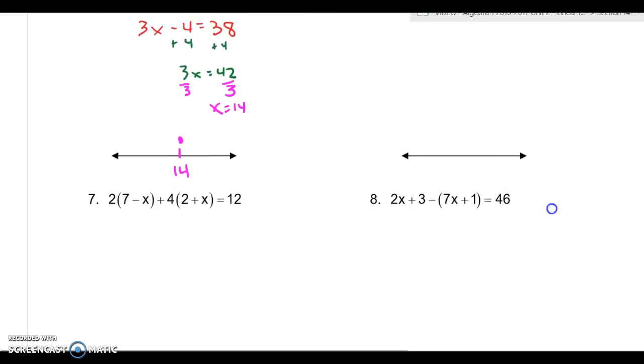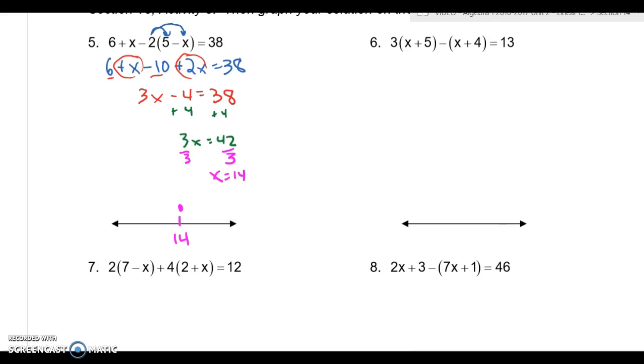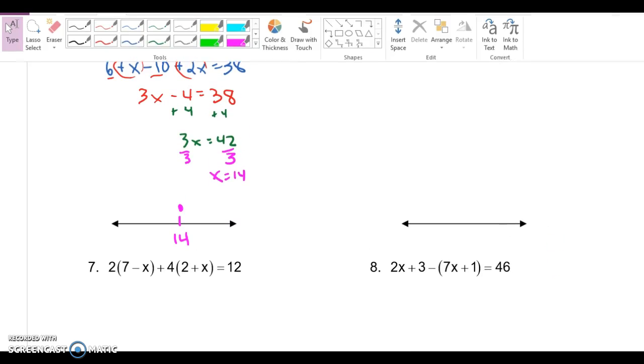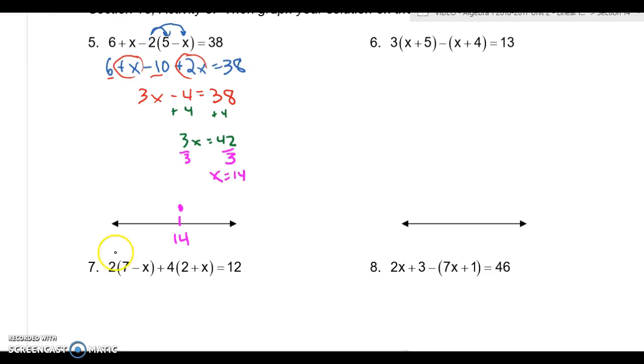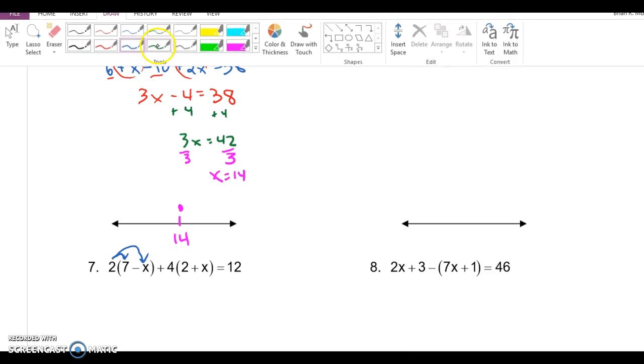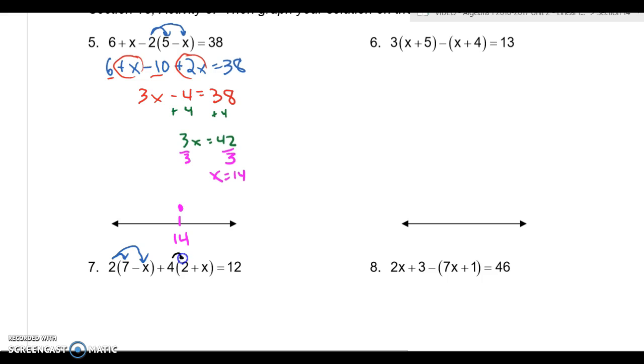On number 7, same type of idea, except 2 times we have to distribute. So we're going to have 2 sets of distribution with the 2 and with the 4. When I distribute the 2, I'm going to get 14 minus 2x. And when I distribute the 4, I'm going to have plus 8 plus 4x. And that's going to equal 12.